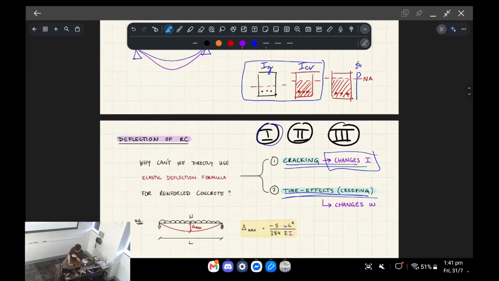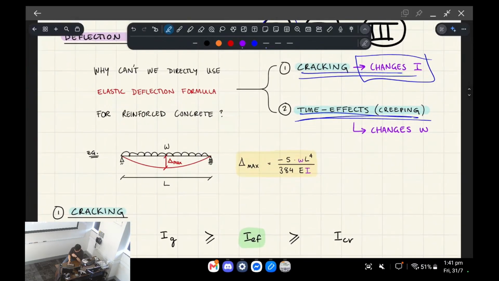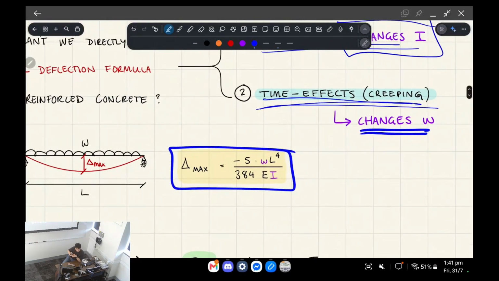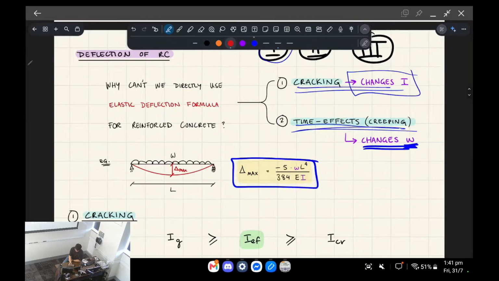Okay, so that's creeping. So how we deal with this in serviceability and in this calculation for deflection is we have to modify W to account for long-term creeping effects, basically. So we increase essentially the distributed load. Okay, so let me break these down a bit further.